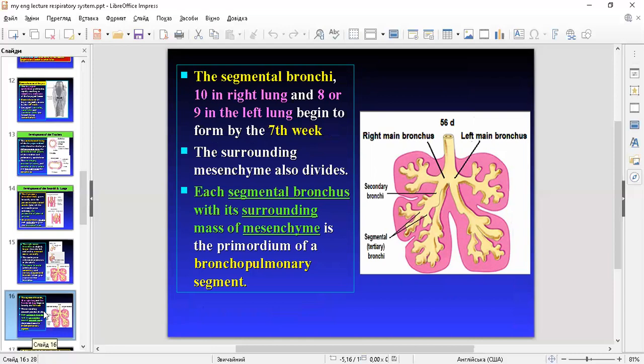The segmental bronchi, 10 in the right lung and 8 or 9 in the left lung, begin to form by the 7th week. The surrounding mesenchyme also divides. Each segmental bronchus with its surrounding mass of mesenchyme is a primordium of a bronchopulmonary segment.